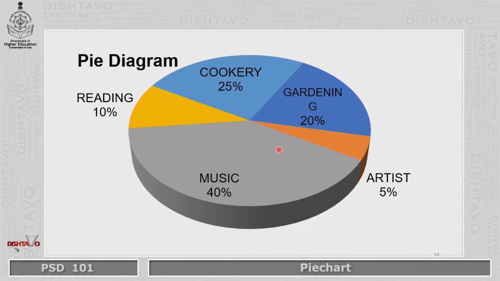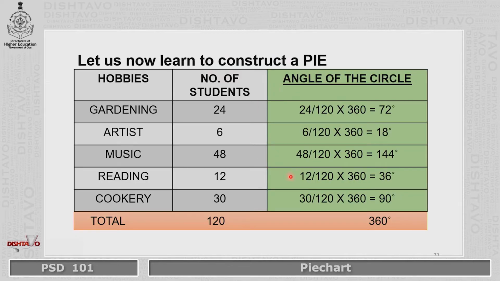Let me go back to actually teach you how to construct a pie. You will require a graph paper like the one that I have here. You will require a compass point with a pencil.